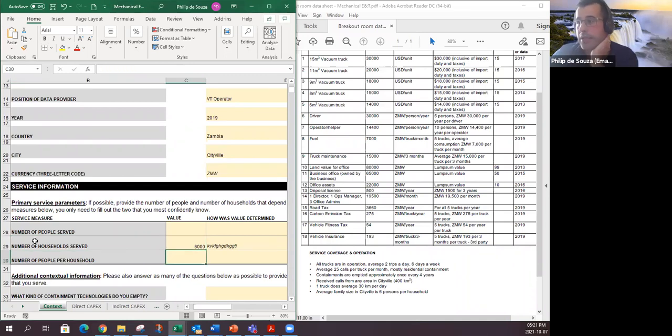Okay. Now, at the bottom of the sheet, you'll see that the average family size is 6 persons per household. So in terms of the number of people we serve, that's quite simply 6,000 multiplied by the 6.